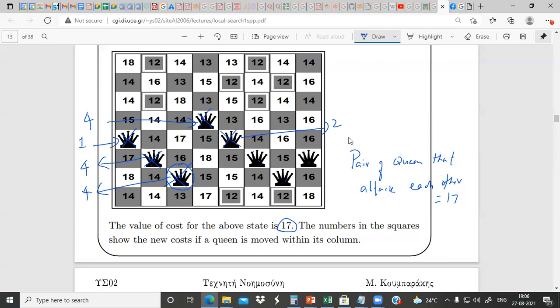If you see this queen, it can be directly attacked by this queen, and also it can be directly attacked by this queen. So again it is 2. Now remove this also. If you see this queen, it can be directly attacked by this queen alone. Okay, nothing else. So remove this. So it is 1. Okay. So this queen already we calculated for this.